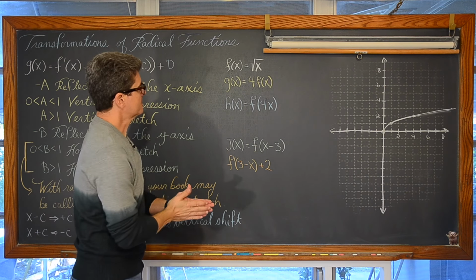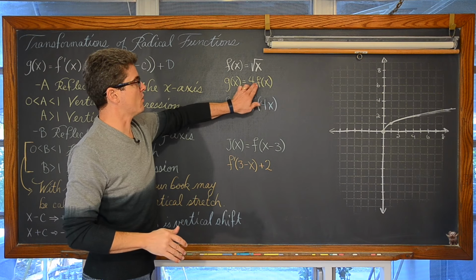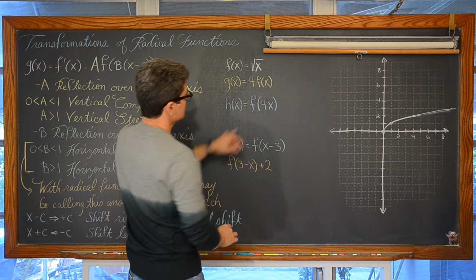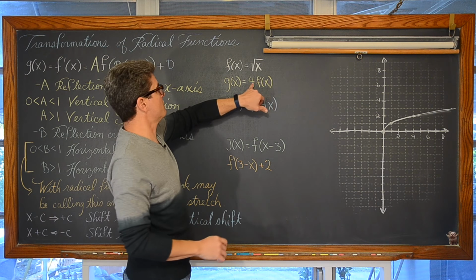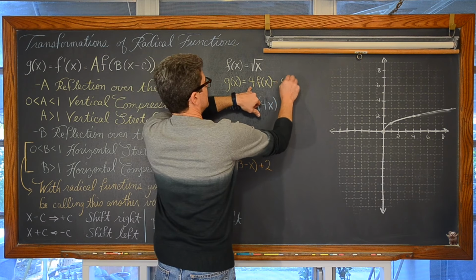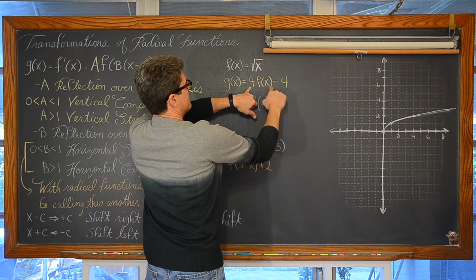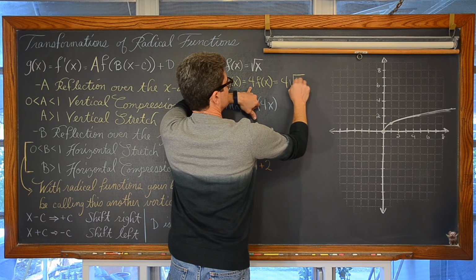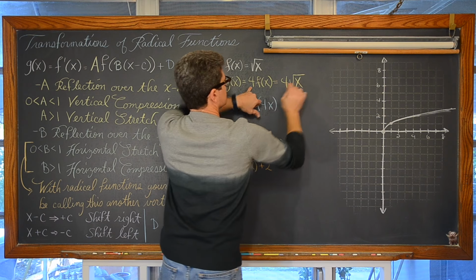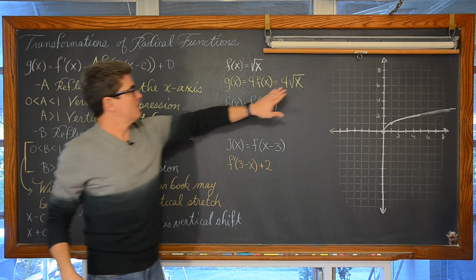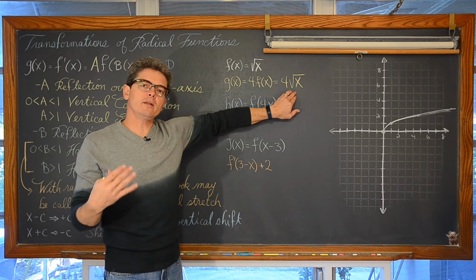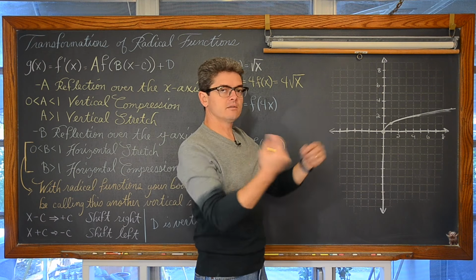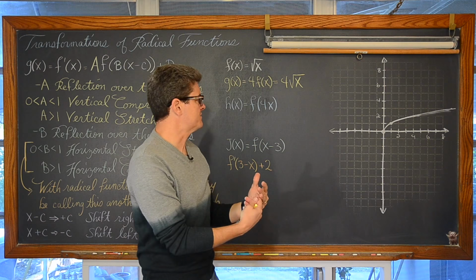Now, if we look at g of x is equal to 4 times f of x, well, think about substitution. If it says 4 times f of x, I'm going to take f of x out and replace it with what it's equal to, the square root of x. Okay, so taking that function notation and actually writing what the function looks like, it's 4 times the square root of x. So again, we're just moving to this idea of transformations.